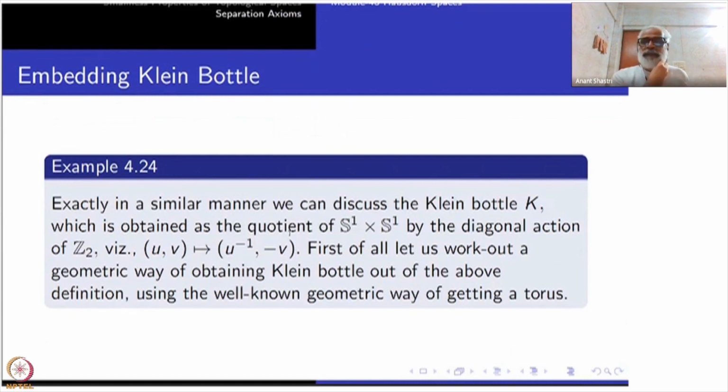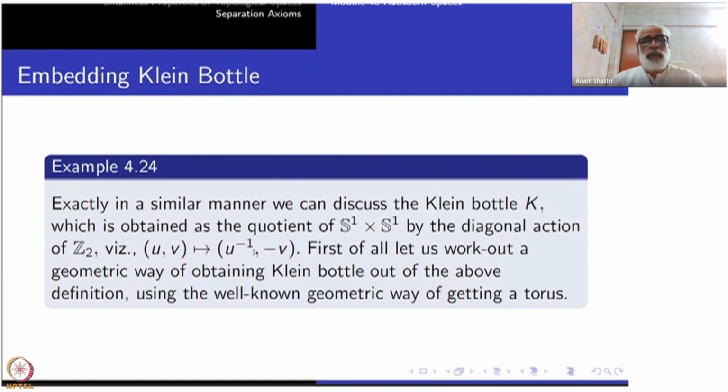It is a quotient, a double quotient, a 2-to-1 mapping, of the torus S1 cross S1. What is the action? The action is important here: the diagonal action of minus 1, plus 1, that is Z2. The diagonal action has to be taken very carefully here: (u, v) goes to (u inverse, minus v). In one coordinate you take the multiplicative inverse, and in the other coordinate you take the additive inverse. So on S1, minus 1 is just the antipodal action.